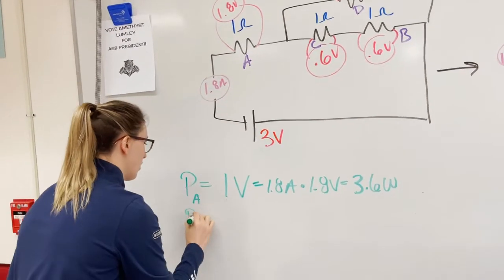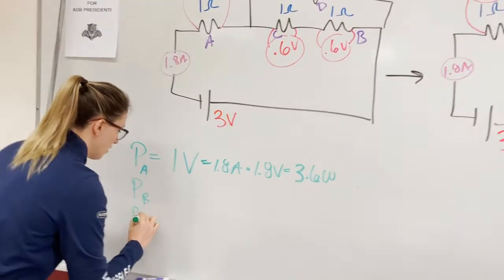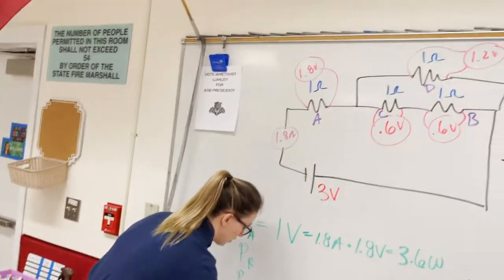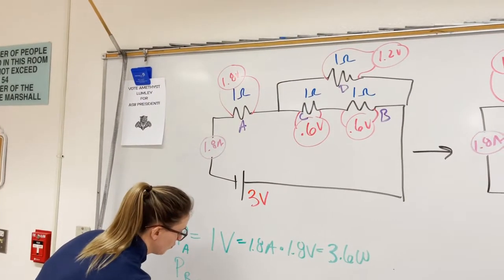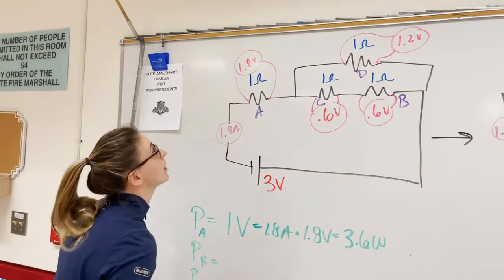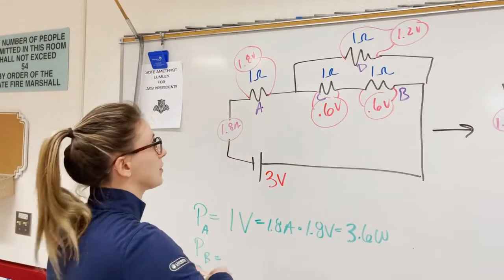Okay, so now we need to get the power for B, the power for C, and the power for D. Mr. Boykin, that's why you're saying we need the current, right? Okay, so let's go back to the current.